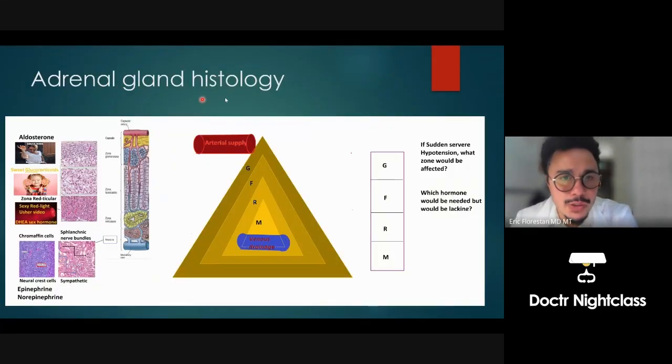So we have the adrenal gland. I'm drawing it here as a pyramid, okay?